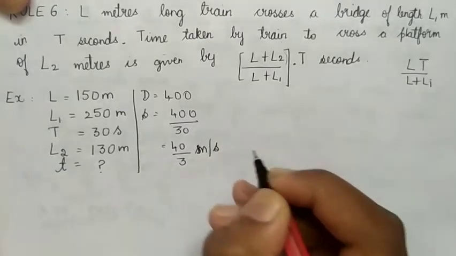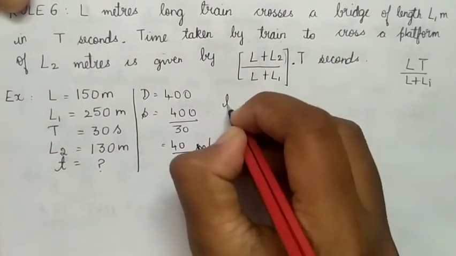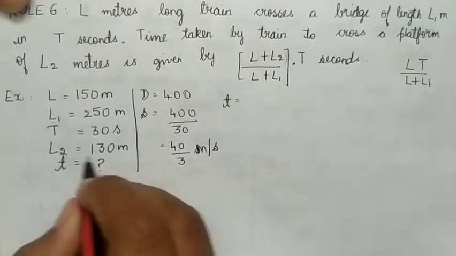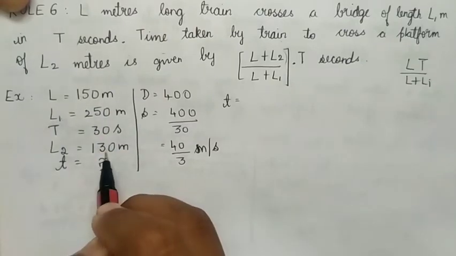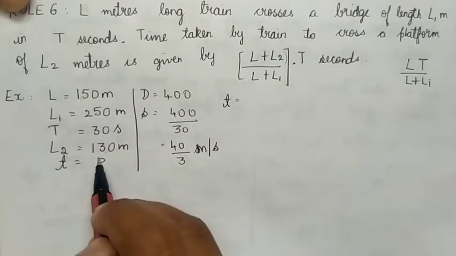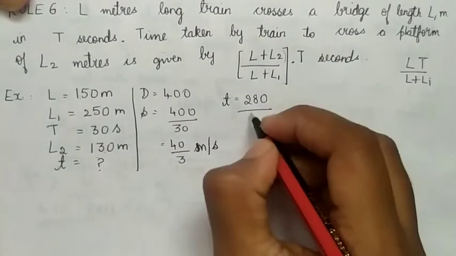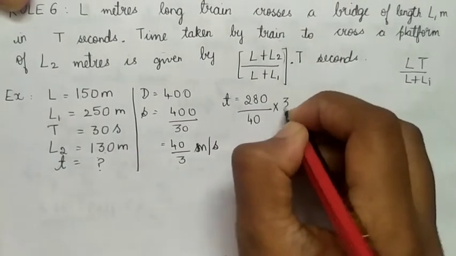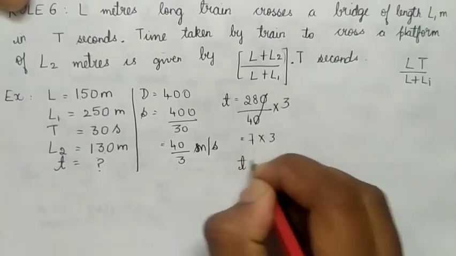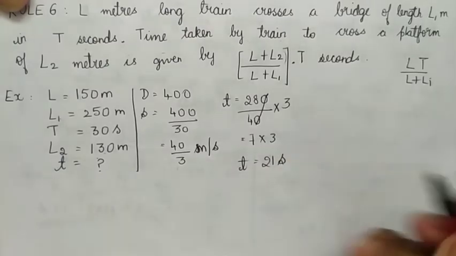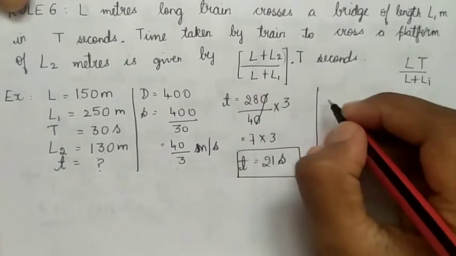meters per second. Correct? So then I'll have to find the time. Time equals distance by speed. In this second case, it must cover the length of the train as well as the length of the platform. 150 plus 130 gives me 280. The speed we have already found out, 40 by 3. 7 3s are 21, so time equals 21 seconds. Note it down and let us check if we get the same answer even in the second case.